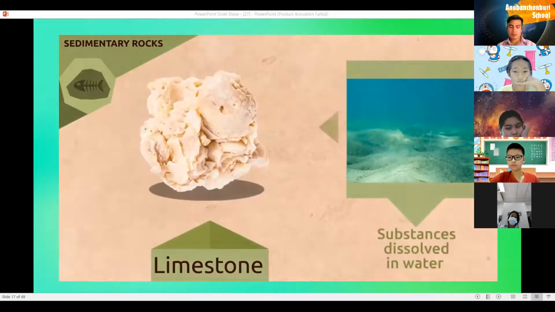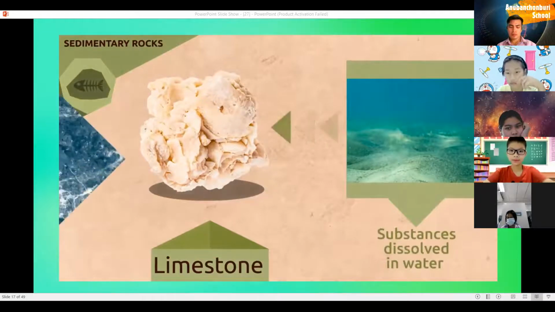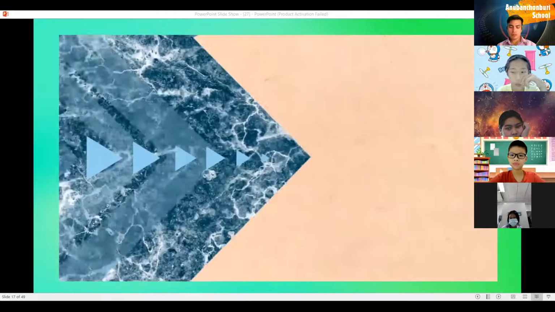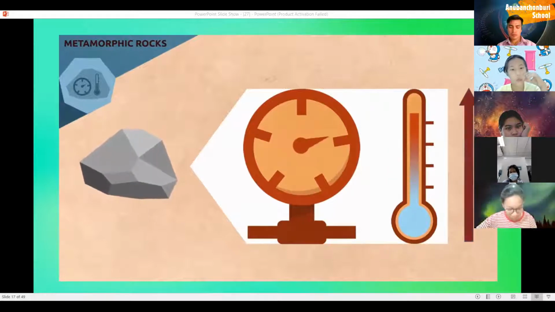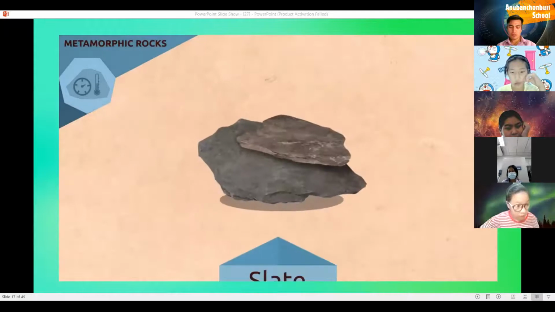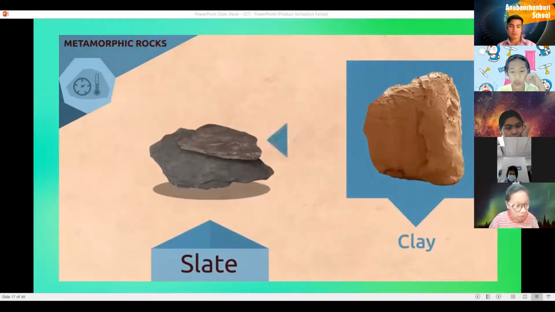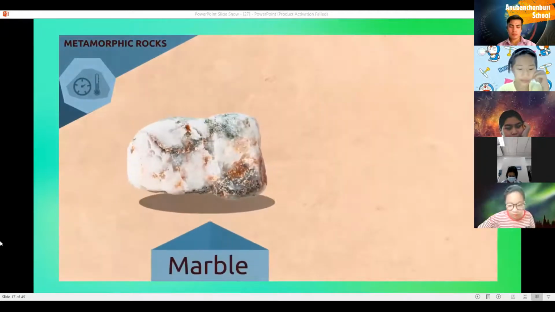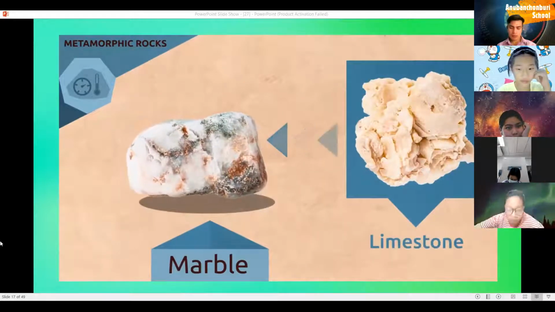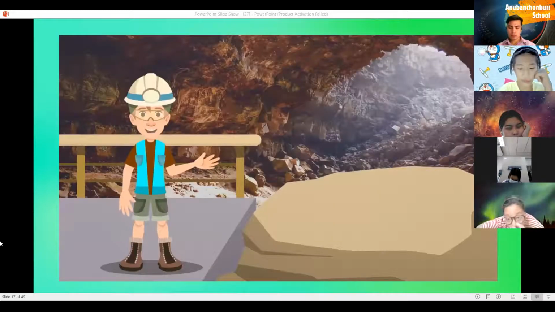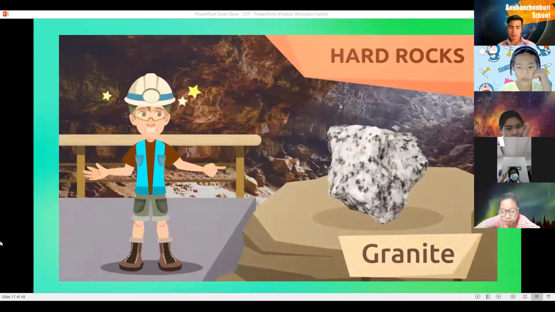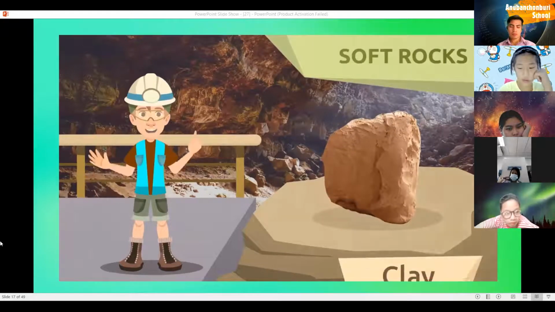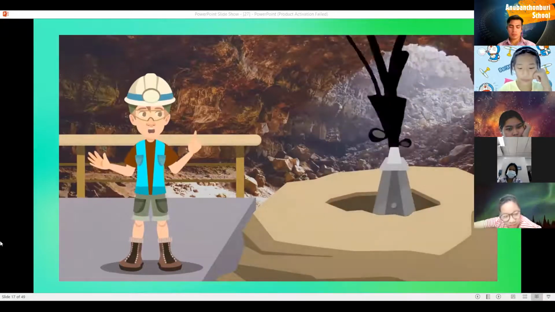Limestone is formed from substances dissolved in water. And lastly, metamorphic rocks that are formed by the transformation of other rocks under great pressure or heat. Like slate, for example, which is formed from clay, or marble, formed from limestone. Rocks can also be classified based on their hardness. That's why we say that there are hard rocks like granite, soft rocks like clay. Petroleum is also considered a rock.